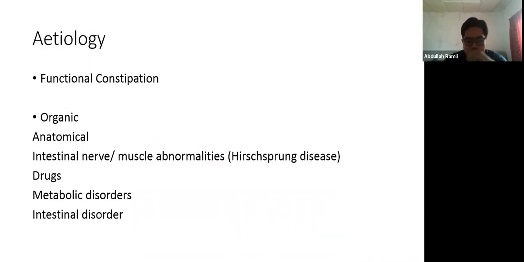So about chronic constipation, the causes or etiologies can be due to functional constipation, or it can be due to organic causes. It can be due to anatomical, intestinal nerve, or muscle abnormalities, such as Hirschsprung's disease.